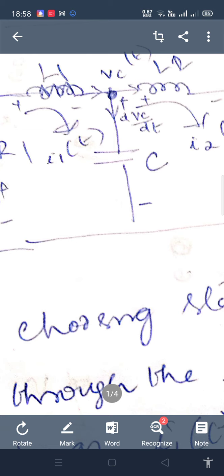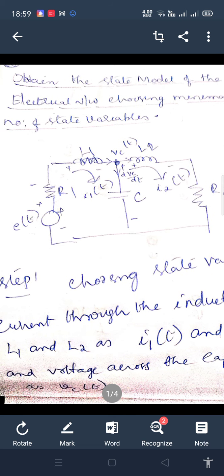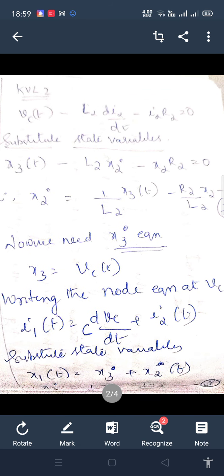Current through L1 is I1, current through L2 is I2, and voltage across the capacitor is Vc. So we'll mark those in the circuit. Let us mark I1 of t as the first mesh current, I2 of t as the second mesh current, and Vc as the voltage across the capacitor. The other end of the capacitor is grounded, so Vc is the node voltage as well as the capacitor voltage. Okay, that part is over. We have chosen the state variables.